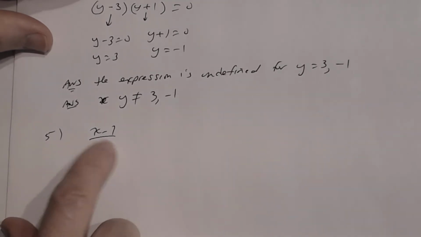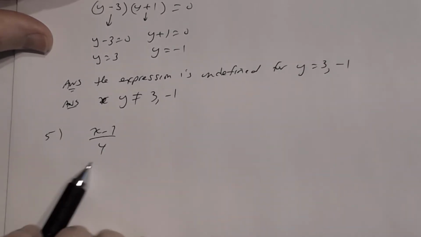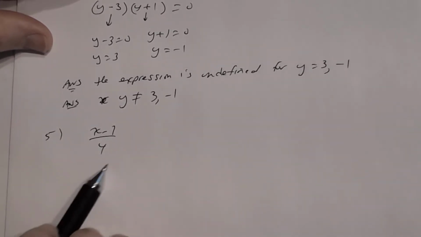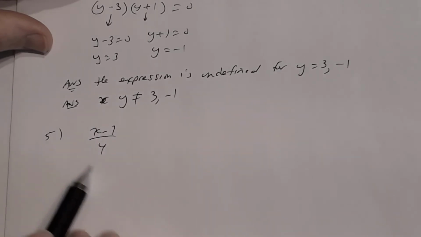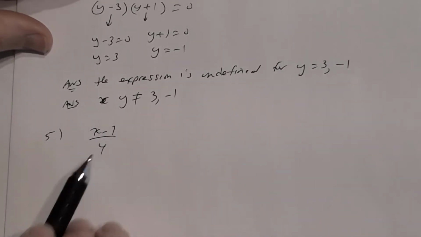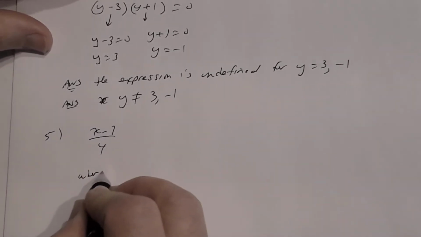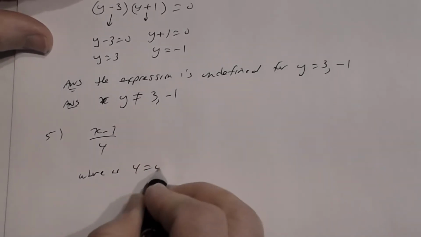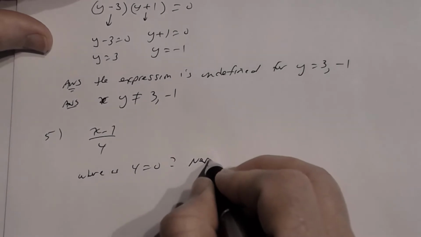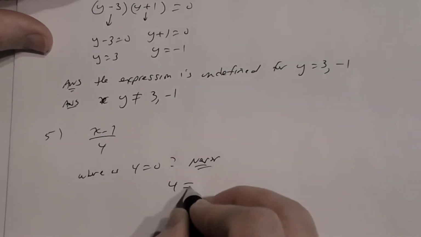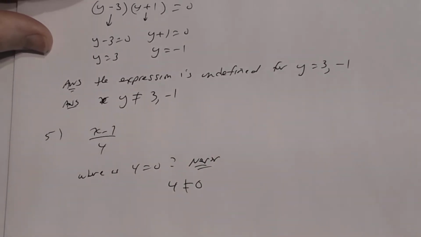This is not a variable expression right here in the denominator. So basically what that means is this denominator is always going to be a 4, won't it? All right, and so the question is, remember, to find where a rational expression is undefined, you look at the denominator. So the question is this: where is 4 equal to 0? It never is. Never. 4 is never equal to 0, right?